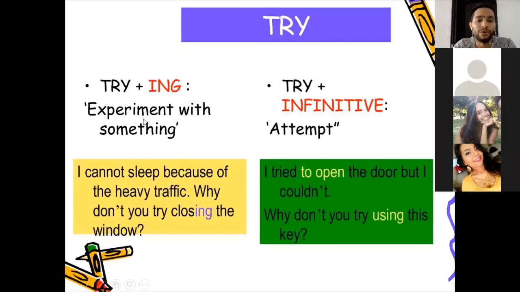Try with ing means more an experiment with something, as I told you before. I cannot sleep because of heavy traffic. Why don't you try closing the windows? Un experimento, ¿por qué no intentas hacer esto para poder hacer aquello, right? But with the infinitive, it's just an attempt, not an experiment. I tried to open the door, but I couldn't. Why don't you try using this key?